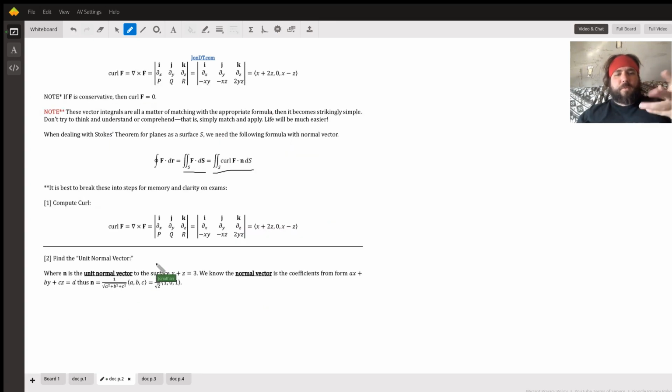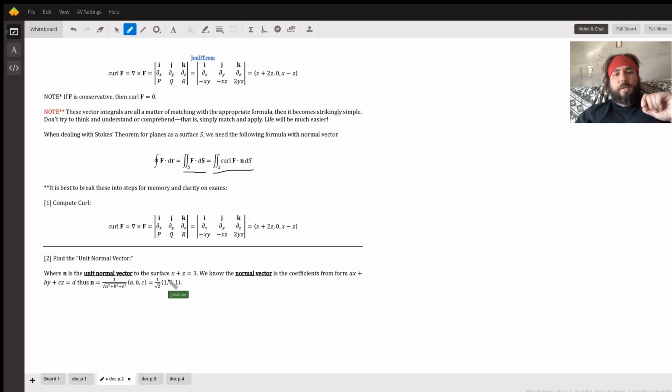Drawing it can help, but whatever. Let me just go through the formula because I'm already halfway through the time. So because we have the sharp angles over that and we have a flat surface, we're going to use the formula with the unit normal vector. Okay, unit normal vector. So I get the curl, then I find the unit normal vector of that surface.